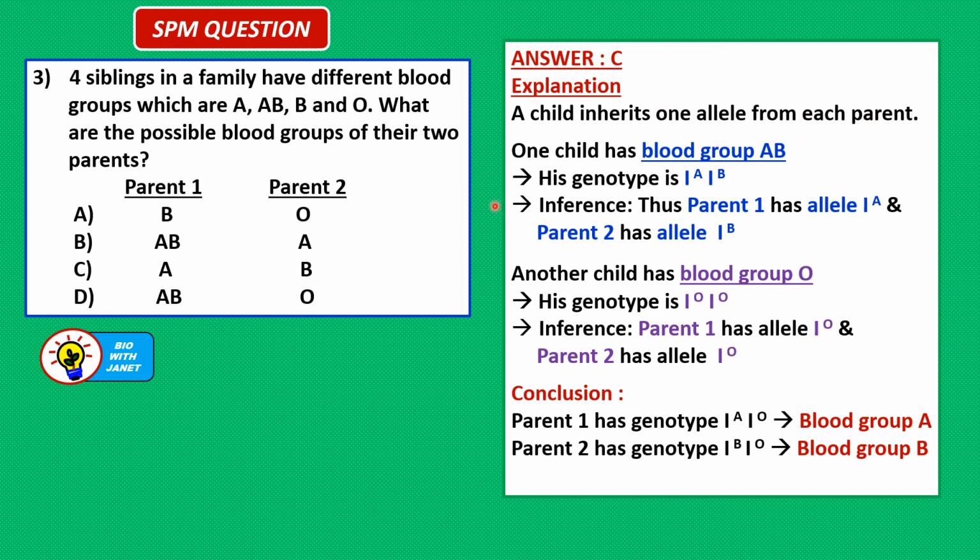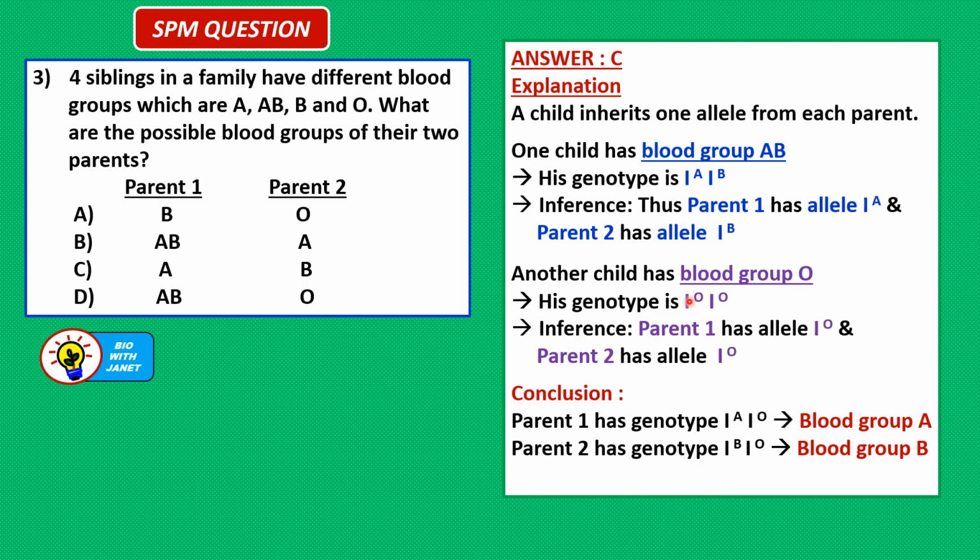Okay? So one child has blood group AB, right? In the family, the siblings could be male or female. So the child has blood group AB. Okay, so I just use the male gender here, just to make it easy. His genotype is IAIB, because if he belongs to blood group AB, he must have the genotype IAIB, right? There's only one genotype for blood group AB. So the inference is that one parent has allele IA and the other parent has allele IB.